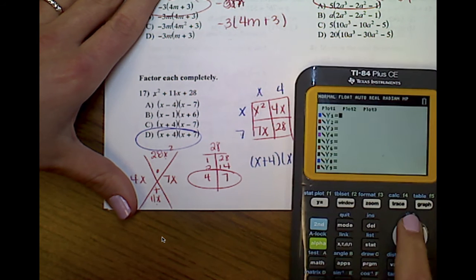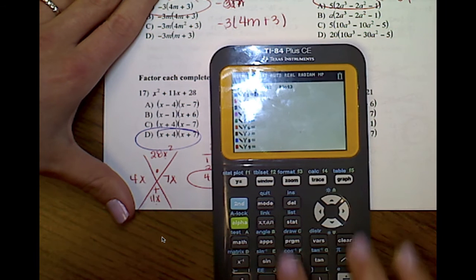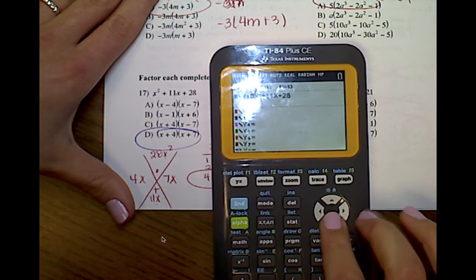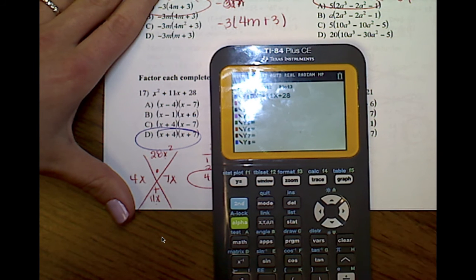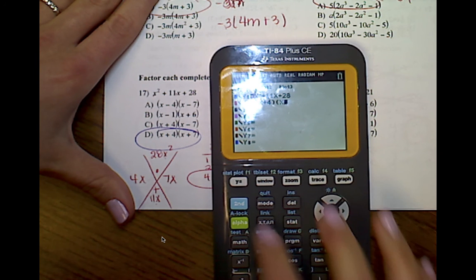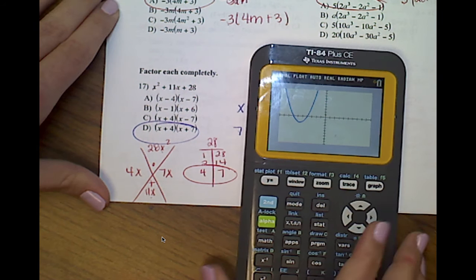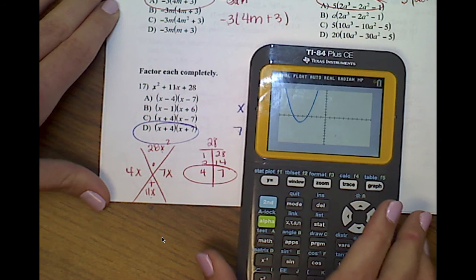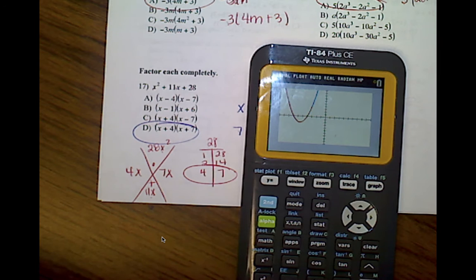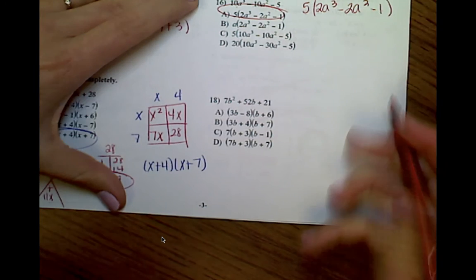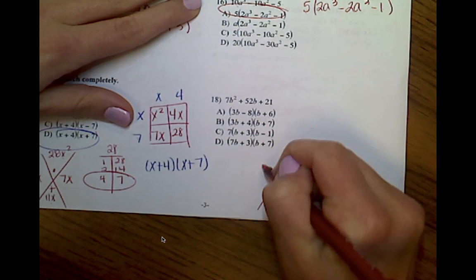Same thing as before, we're going to type in both the answer and the original question. And when I graph it, I get this nice, pretty vein. And here's the blood pumping through. And there it is. So I know I'm right. Next one, we're going to do the big X.